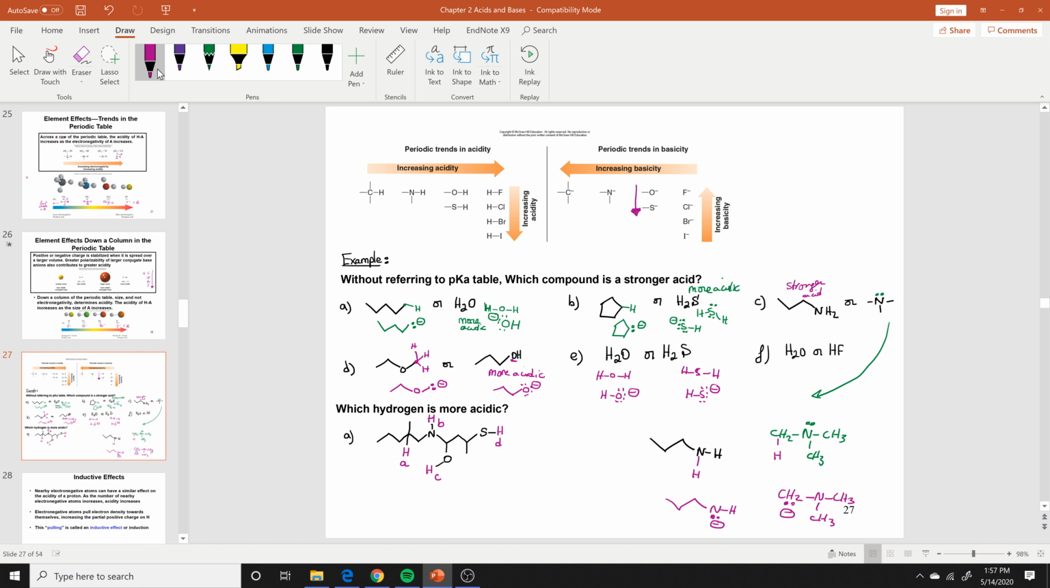Because sulfur is a bigger size than oxygen, the negative charge is spread over a larger surface area. So sulfur here is a bigger anion. The negative charge is spread over a larger surface area, which makes that conjugate base more stable than the one over here. So the H2S is going to be more acidic.